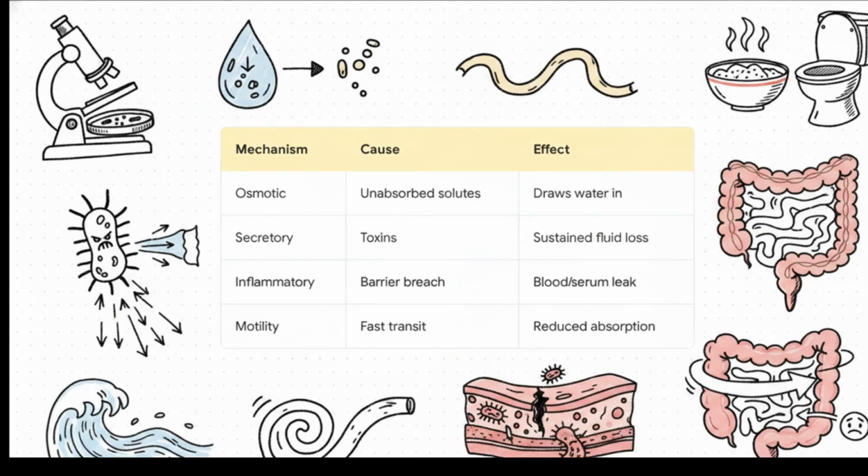First up is osmotic, where unabsorbed substances like lactose drag water into the bowel. Second is secretory. The textbook example here is cholera, where a toxin locks the cellular machinery into overdrive, forcing the cells to secrete massive and sometimes fatal amounts of fluid. Third, we have inflammatory. This is caused by bacteria like Salmonella or E. coli that physically breach the epithelial barrier, causing blood and serum to leak directly into the gut. And fourth is motility-related, where transit through the bowel is just simply too fast for any real absorption to occur.